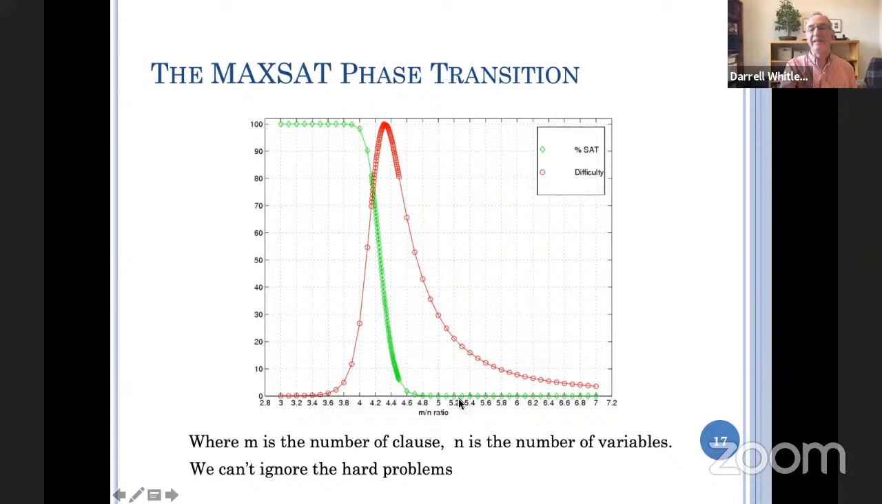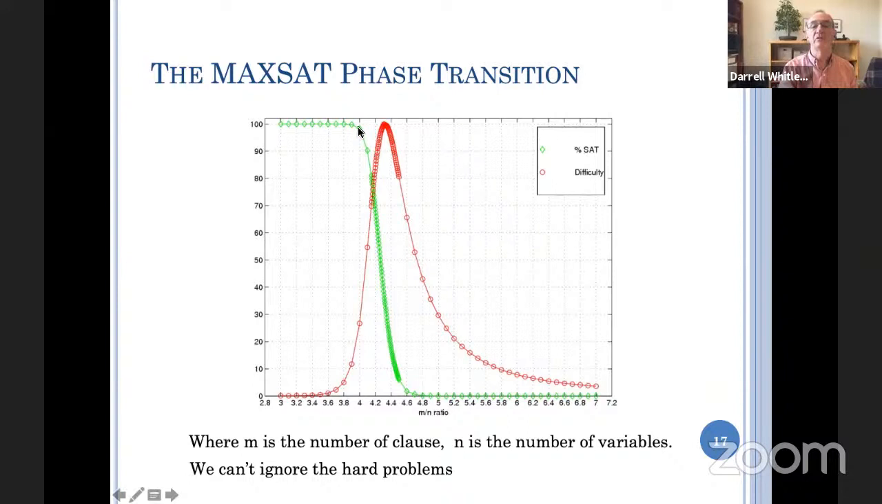On the other hand, at 4.27, they get harder as you move in this direction, meaning it takes longer to solve them. But that is tied to the underlying satisfiability of the problems themselves. So for problems in this range below 4, they are usually satisfiable. If you generate a random problem that has a clause to variable ratio of 4, it's highly likely, looks like about 98% probable, that you're going to be able to solve that problem.